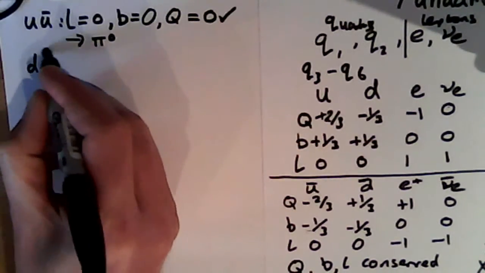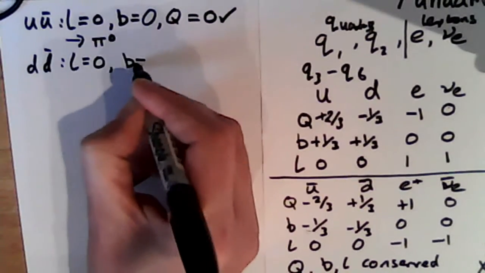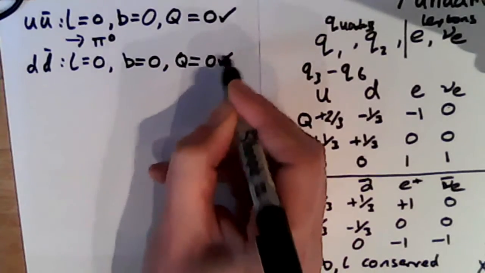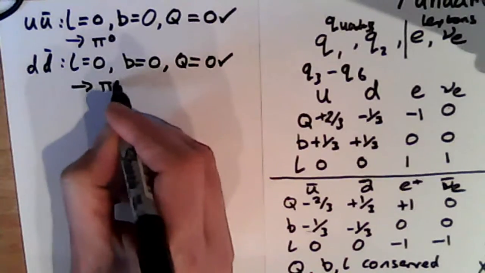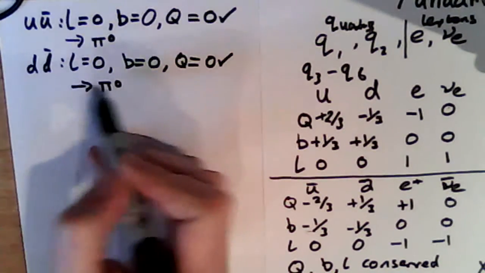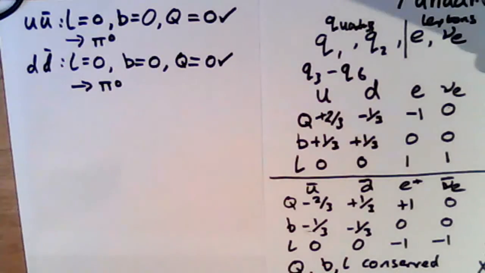What about its counterpart, a down anti-down? We can see that it has very similar values, and this will also lead to a pi0. There's some complication here around whether the pi0 is made up of an up anti-up or a down anti-down, but you can worry about that later when you go to university.